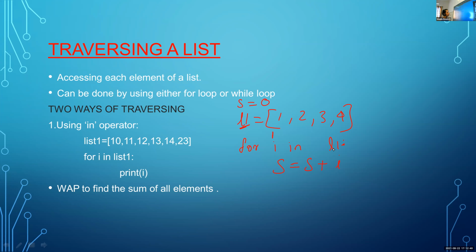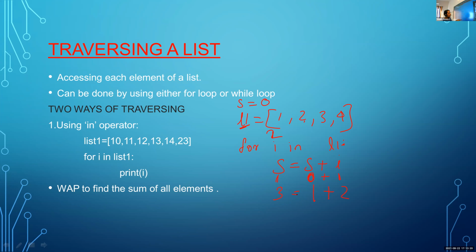Ma'am, the meaning is that before S was equal to 0, and then S will become S plus 1, so 0 plus 1, and then 1 will be the given number for S. Correct. S is equal to S plus I means the initial value of S is 0. 0 plus I value which is 1, so 0 plus 1 is 1. Then next iteration the I value is 2, so S value is 1, so 1 plus 2 is 3.